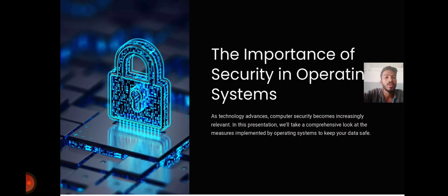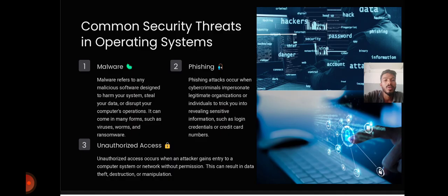Now I am here to explain the importance of security in an operating system. The technique of advanced computer security is becoming increasingly relevant. In this presentation we will take a look at the measures implemented by an operating system to keep our data safe.